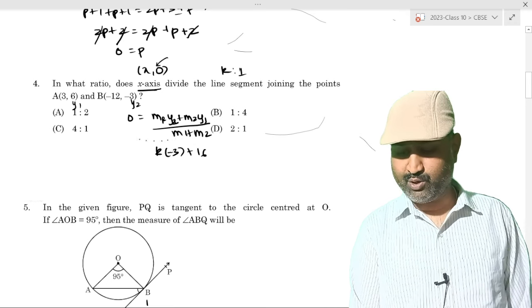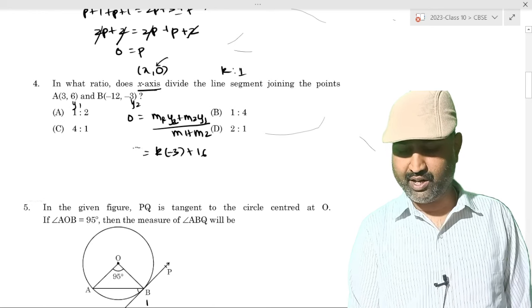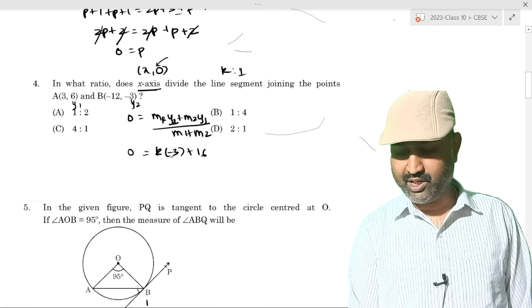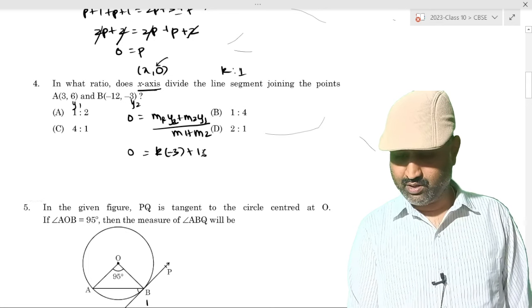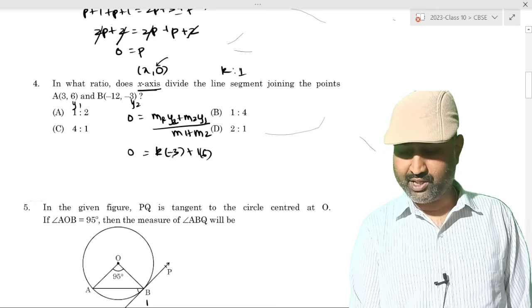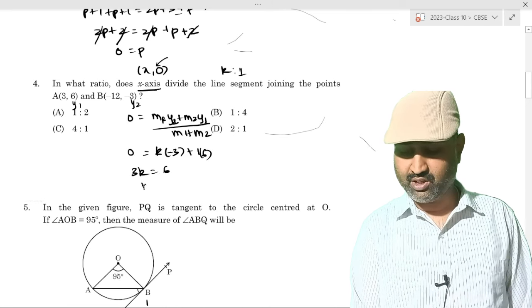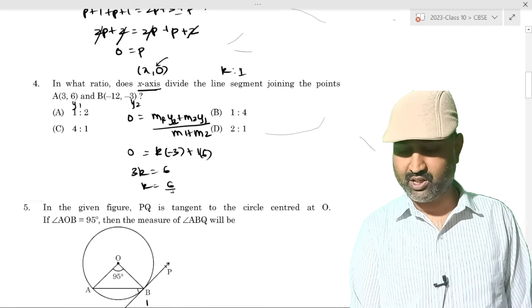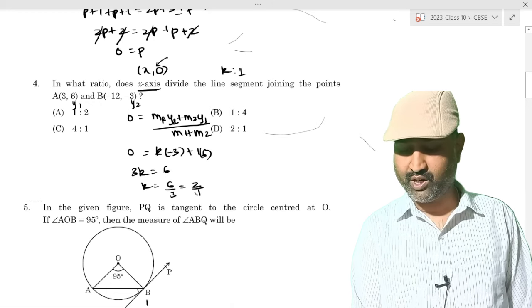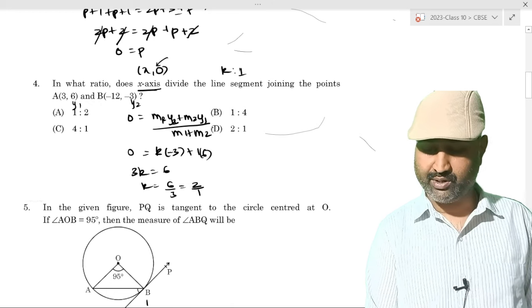m1 plus m2, if it goes this side, becomes 0. Therefore, 0 is equal to minus 3k plus 1 into 6. Minus 3k, if it goes this side, becomes 3k. 3k is equal to 6. k is equal to 6 by 3, which is 2 by 1. Therefore, the ratio is 2:1.